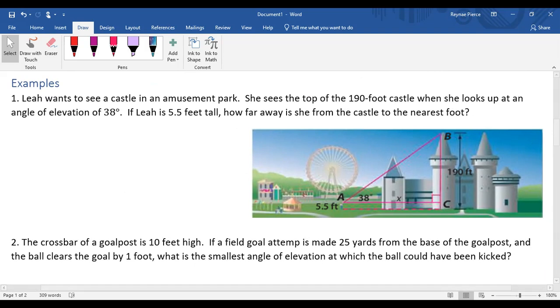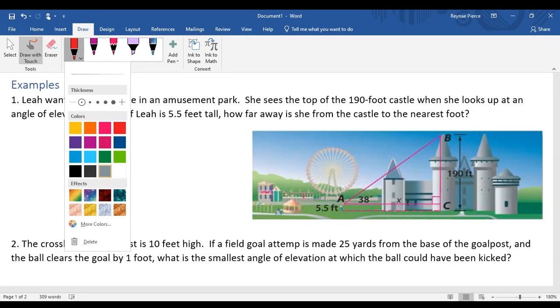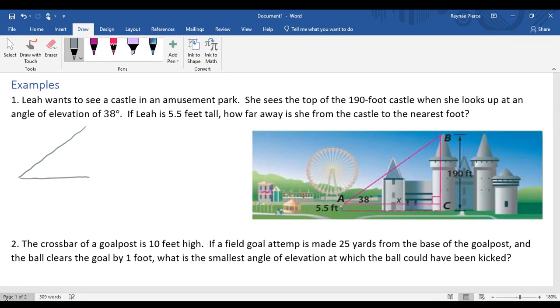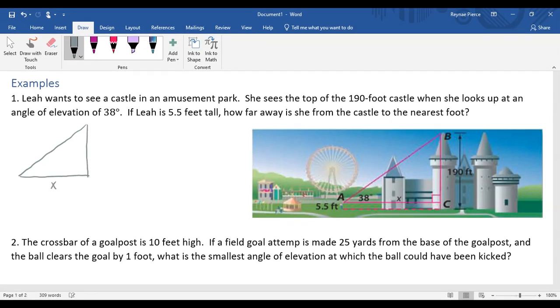Example 1 says, Leah wants to see a castle in an amusement park. She sees the top of the 190-foot castle when she looks up at an angle of elevation of 38 degrees. If Leah is 5.5 feet tall, how far away is she from the castle to the nearest foot? So we want to know how far away she is. Our angle of elevation is 38 degrees.